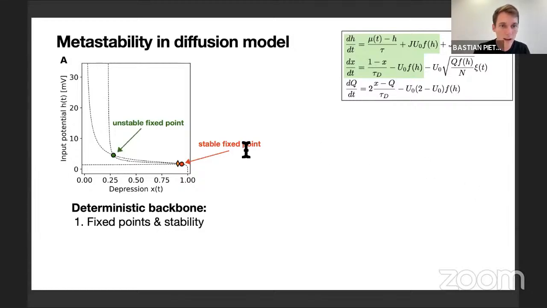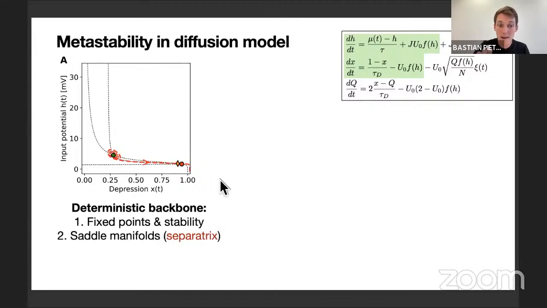So in general, we have here a stable fixed point. The input potential is quite low and the depression level is quite high. So this is a stable fixed point. Then we have an unstable fixed point here, and in between, this orange diamond is a saddle point. So we can also have a look at the saddle manifolds of our saddle point. The stable saddle manifold is the separatrix. And if we have a look at the unstable manifold, then it gives us the orange dotted curve.